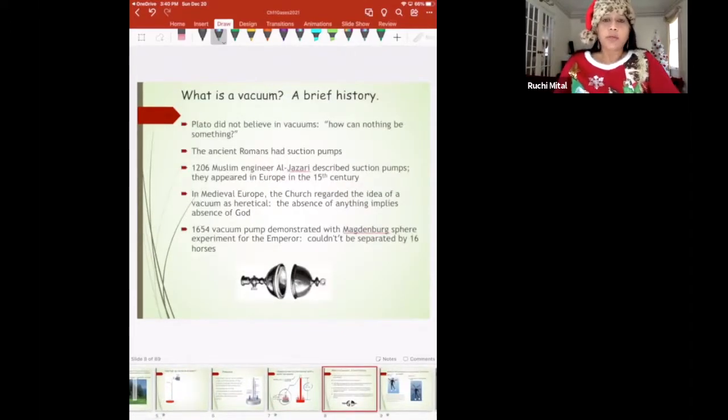Now, just what a vacuum is, it was something that was discovered by the Romans, and it was believed that if there is nothing, it means it is an absence of God. Everything was connected to religion at that time. So in 1654, a vacuum pump was used, and they could not separate it even with 16 horses. So vacuum means it's absence of matter. That means there is no air present.